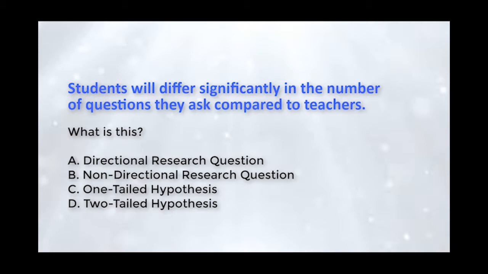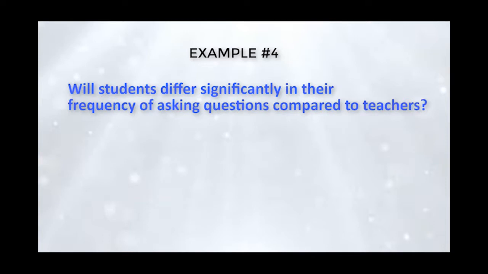First, you look at the structure and you notice it is a statement and therefore determine it is a hypothesis. Second, you examine whether it predicts and you notice it does not make a specific prediction. It is therefore a two-tailed hypothesis. Example number 4. Will students differ significantly in their frequency of asking questions compared to teachers? What is the answer?